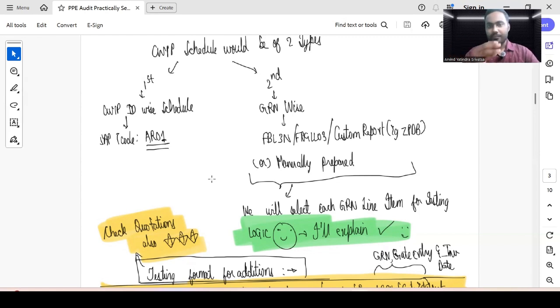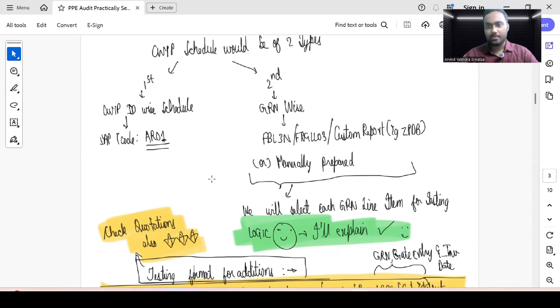So if you take the CWIP ID wise listing, you would have to again go back to the GRN wise listing to find the mapping of the 10 materials. In such a scenario, it would be better to select the GRN wise item wise listing, because then you're taking each and every line item, and for each GRN, in most of the cases, the GRN would be mapped to only one invoice.